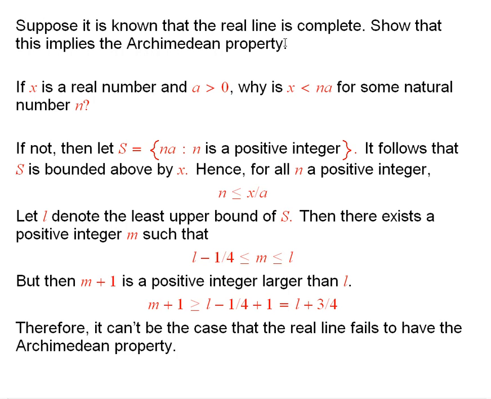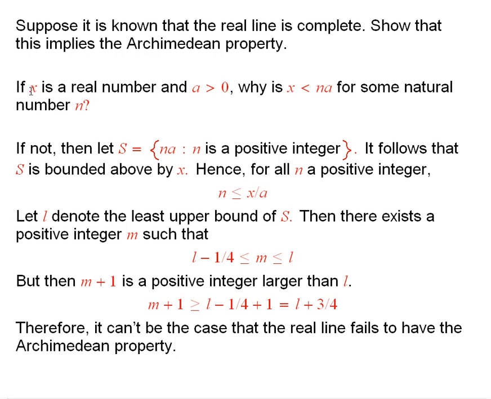All right, I want to show that if the real line is complete, which is one of the assumptions we make on it, then you get the Archimedean property for free. The Archimedean property is implied by completeness. So we're going to go through this argument now. What is the Archimedean property?